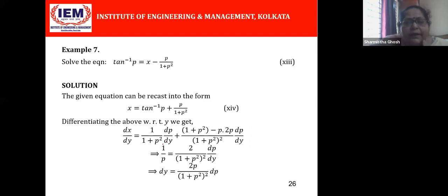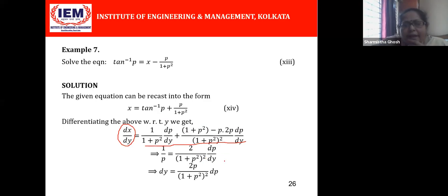Okay, so next line, dx/dy we will just replace with 1 by p. And the right hand side needs a little bit of simplification. I hope all of you can do that. You can see that you can take dp/dy common from both the terms. Then whatever the coefficients of dp/dy you have, you simplify and you will get, I'm not explaining that, you can do that, it will be 2 by 1 plus p square whole square. So then this is a first order equation in p and y.